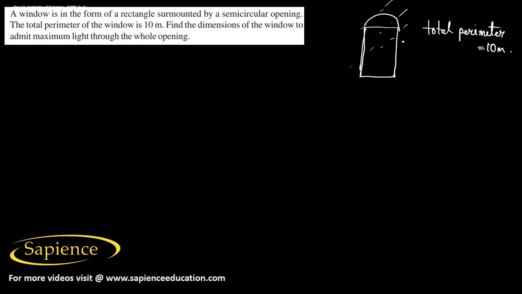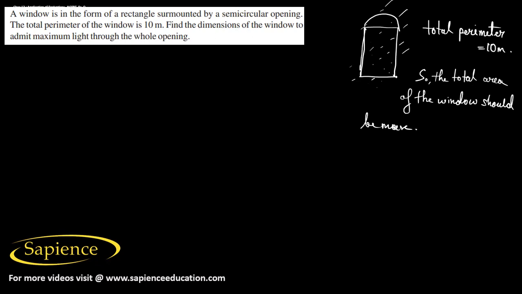So if maximum light has to come through the window opening, then it means that the surface area, or the total area of the window surface, should be maximum. So here it means the total area of the window should be maximum to allow maximum light to come through the window.